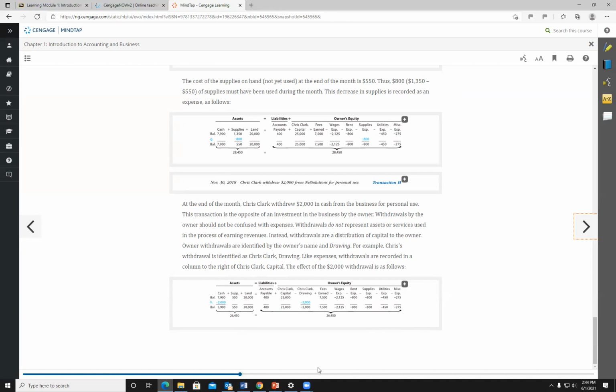That is business transactions in relation to the accounting equation. It's all understanding the relationship between assets, liabilities, and owner's equity, and how each business transaction affects each side of that equation.